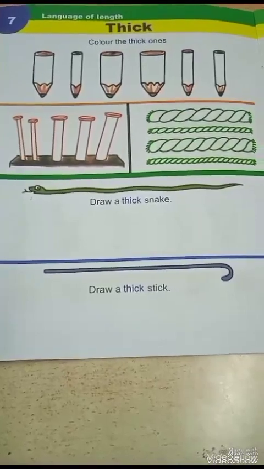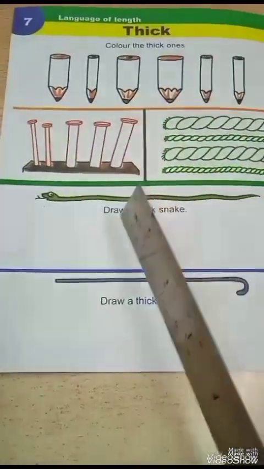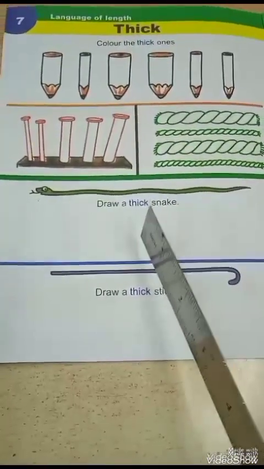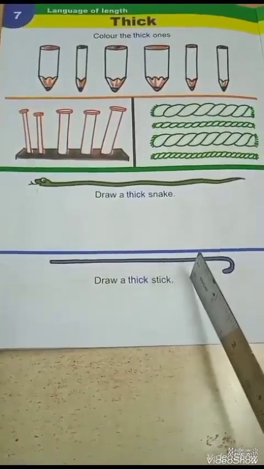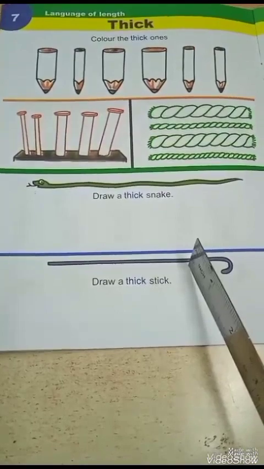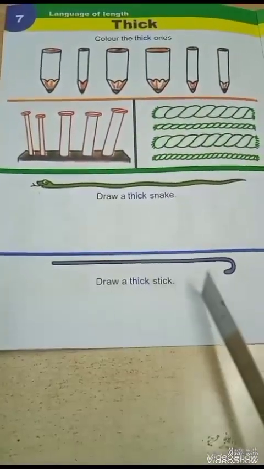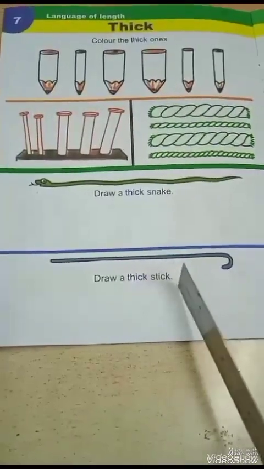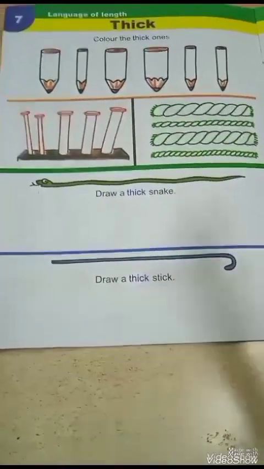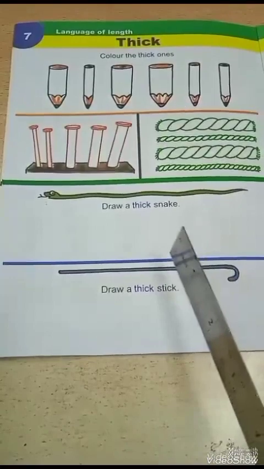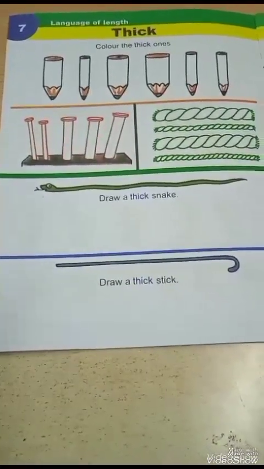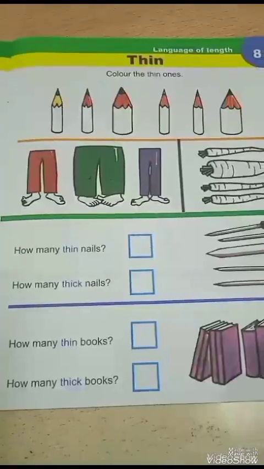Okay, you can draw with pencil. You have to draw a thick snake here and you can color it. Then we have a thin stick and you have to draw a thick one here. You can draw with pencil and then you can color it. This is page number 7 of book 10 and you have to do it at your home.